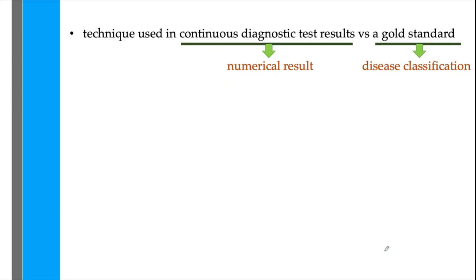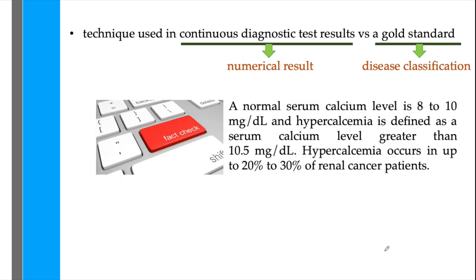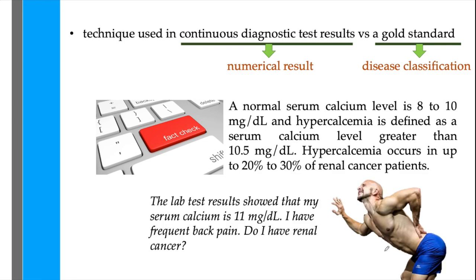Another example: it is a fact that a normal serum calcium level is 8 to 10 milligrams per deciliter, and hypercalcemia is defined as a serum calcium level greater than 10.5 milligrams per deciliter. It is reported that hypercalcemia occurs in up to 20 to 30% of renal cancer patients. When a patient who claims that he has frequent back pain has lab results showing that serum calcium is 11 milligrams per deciliter, does he have renal cancer?